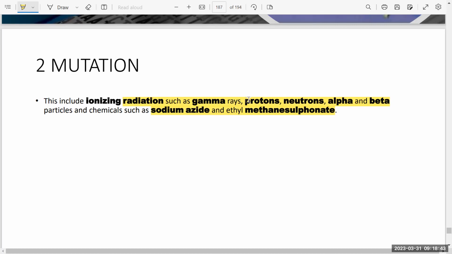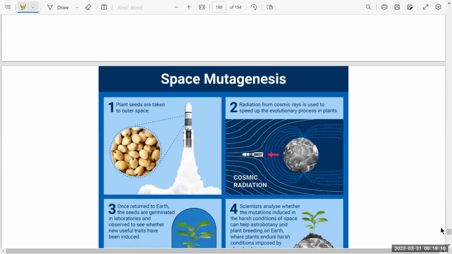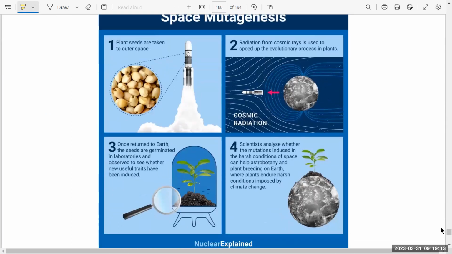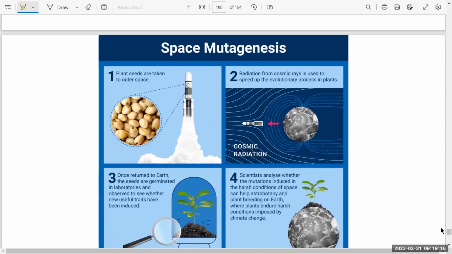So that is another type of technique used to produce different variations. That means it is happening naturally, but people are trying to induce it randomly to see if they can generate better organisms. And beyond that, they're going to use cosmic radiation to induce mutation, called space mutagenesis. Now, mutagenesis is the process of inducing mutations.